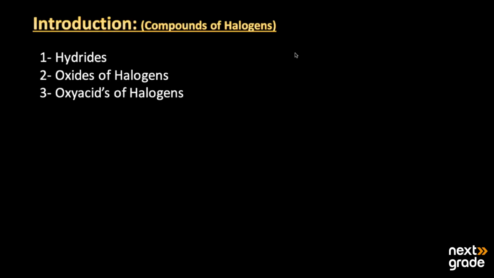So, the topic we are going to discuss here is the compounds of halogens. The halogens are basically known as the group 7A elements. These are basically called the salt forming elements.